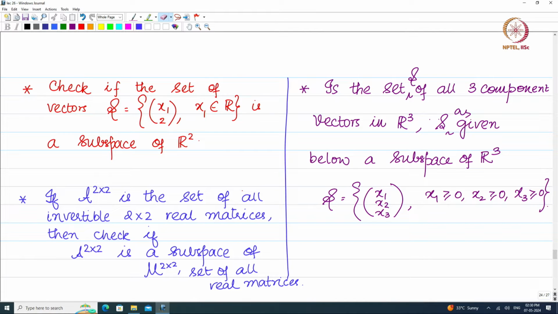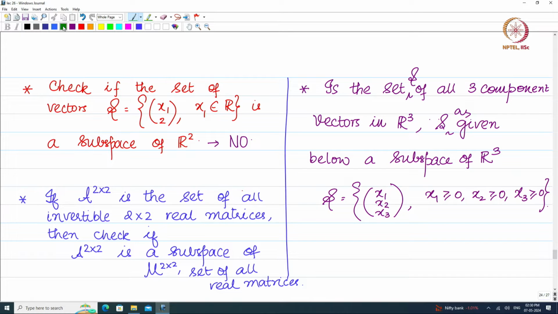In this case, the first one, if you look at the set of vectors x1 comma 2, this is basically a line with the second coordinate fixed, which means it is a line parallel to the horizontal axis, and therefore it does not pass through the origin. Therefore this is not a subspace. The answer is no.